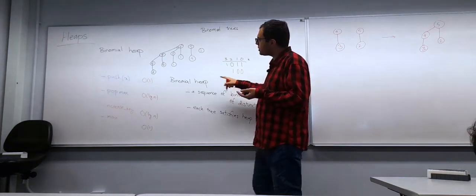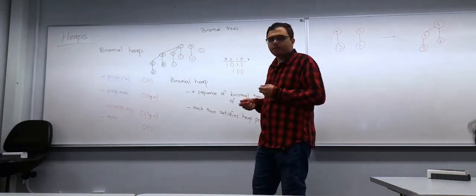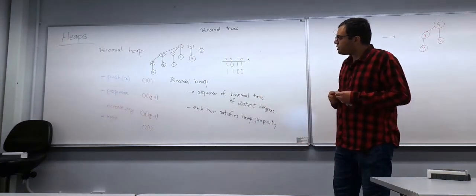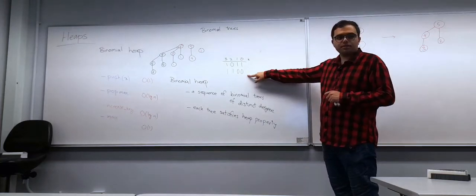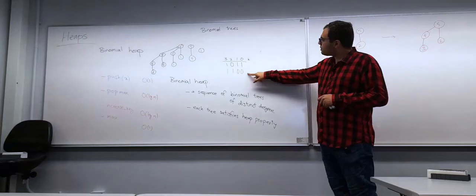So my overall cost for push is going to be 2, which is O(1). Okay, and this one remains 1. Now, what happens when I want to pop the maximum element? Well, basically, I have to decrement this counter. So I have to turn it back. Now, this one is much easier to analyze.